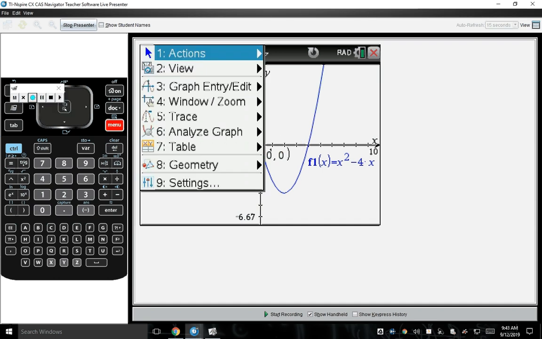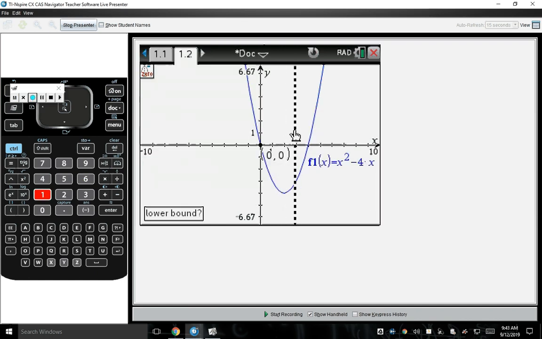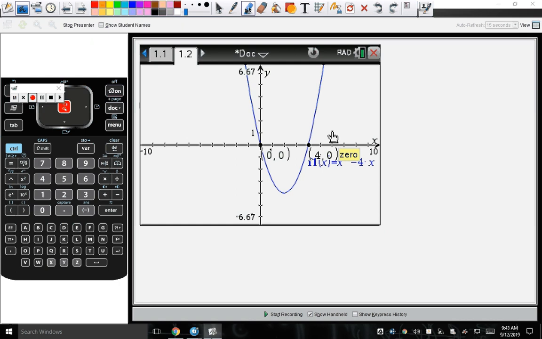Menu 6, 1. And if I go to the left of this one, anywhere just to the left, and then soft mouse to the right, you'll see the other one pop up. And notice where my answers are. They're the x-intercepts, where x would be 0 and 4. There's an easier and a faster way. Check this out.